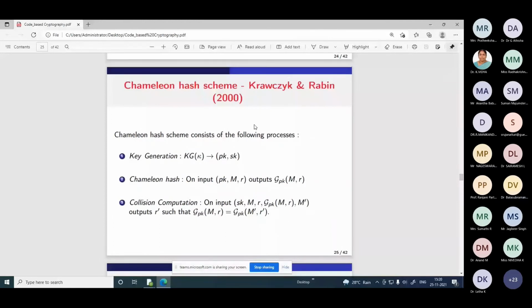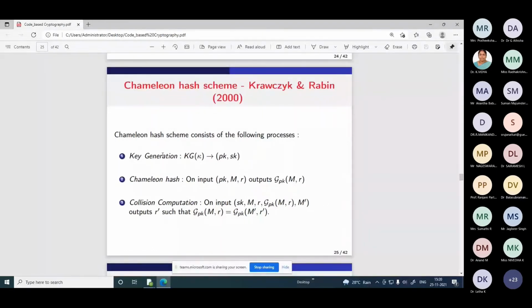Let's see the following process. The first process, we will be having a key generation. Then a chameleon hash algorithm will be there. The chameleon hash is like a normal hash function only. In the normal hash function, one cannot invert, right? So it's a one-way function.